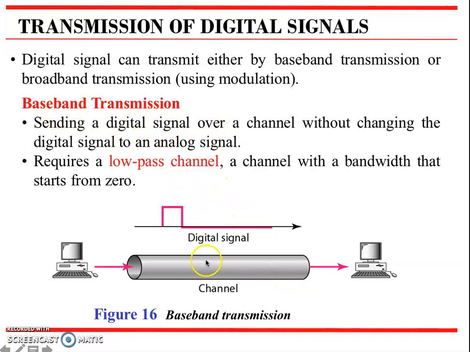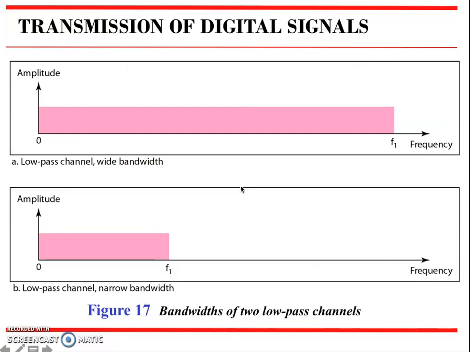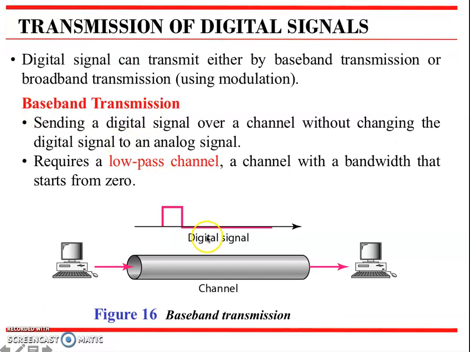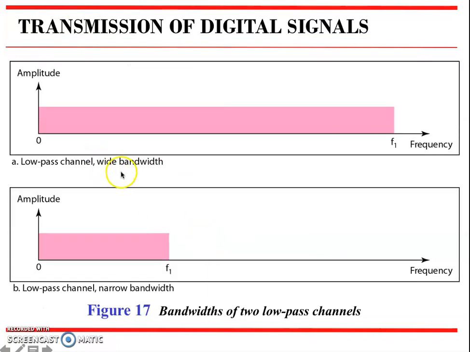So to use this baseband transmission, it requires a low pass channel, which is a channel with a bandwidth that starts from 0. Okay, bandwidth start from 0 tu macam mana? So this one, you can see that bandwidth or frequency starts from 0. Look at this low pass channel. Okay, we have these two types of low pass channel. This one is low pass channel. This is also low pass channel, but with wide bandwidth.